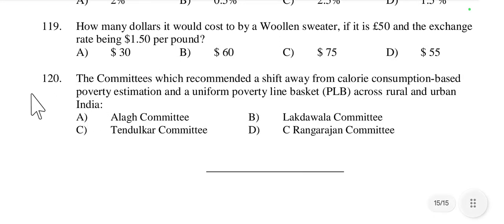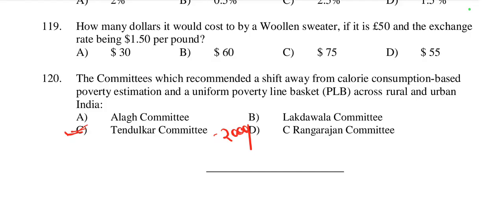Then this is your last question for today's session. Which committee recommended a shift away from calorie consumption based poverty estimation to a uniform poverty line basket, PLB, across rural and urban India? Options: Alagh committee, Lakdawala committee, Tendulkar committee, or C. Rangarajan committee. So here the right option is option number C, Tendulkar committee, which came in 2009.